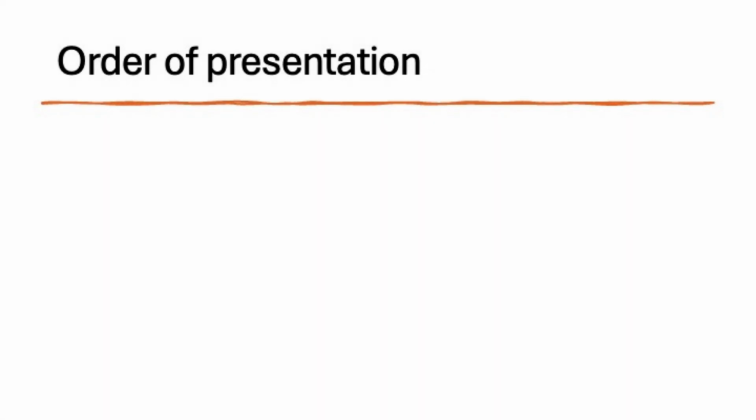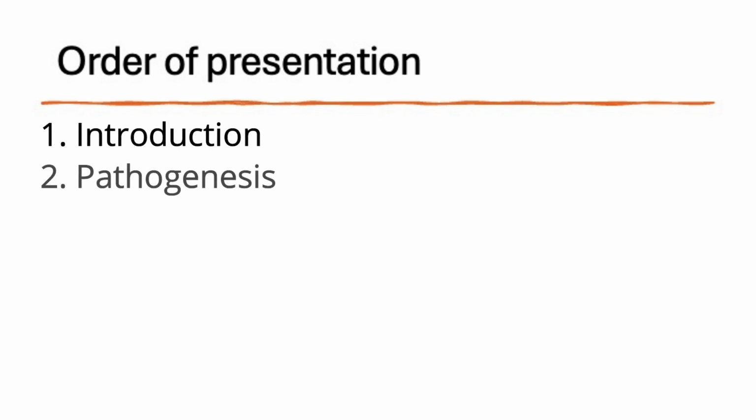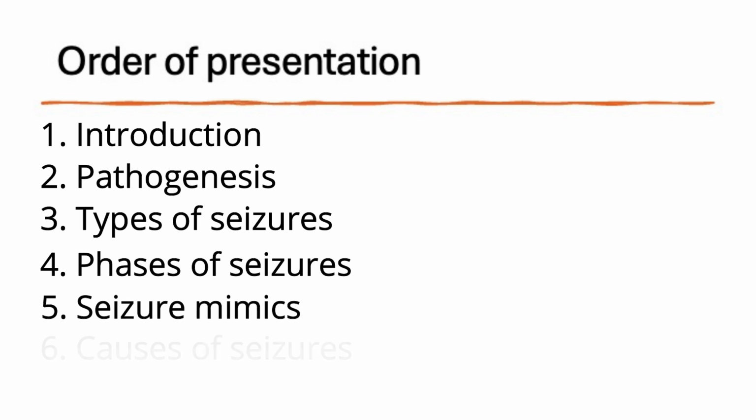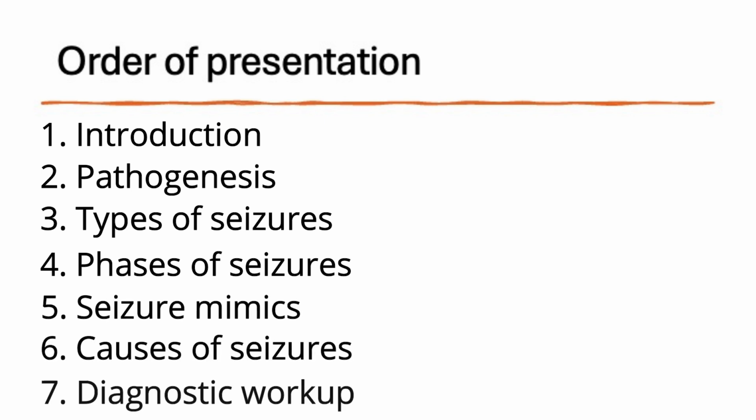We'll break this video into the following sections to help you better understand epilepsy. 1. Introduction. 2. Pathogenesis. 3. Types of seizures. 4. Phases of seizures. 5. Conditions that mimic seizures. 6. Causes of seizures and key terminology. 7. Diagnostic workup. We'll wrap up with some factoids worth remembering, so stick around.